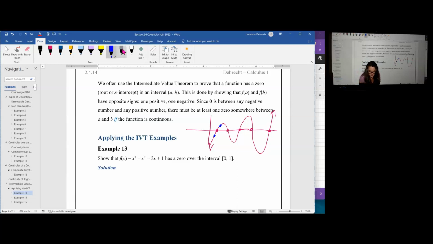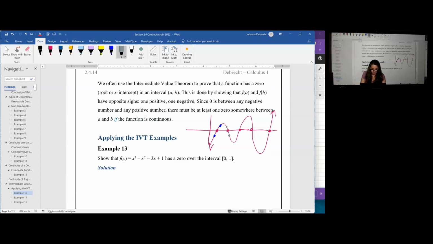which means that when I'm looking at this, as long as one y value on the interval is positive and one y value on the interval is negative, I know a continuous function must have an x-intercept, at least one, between them.